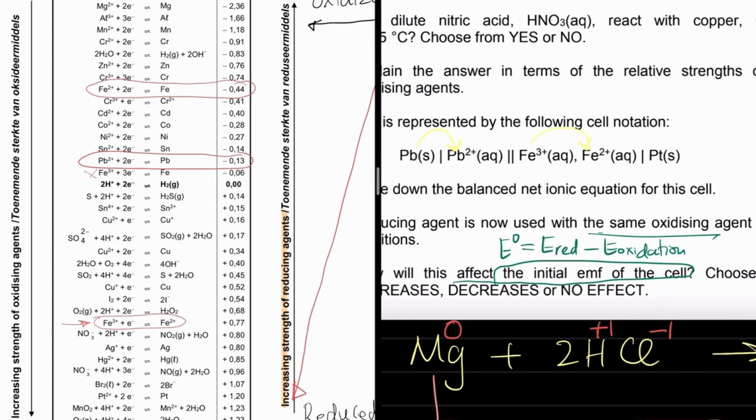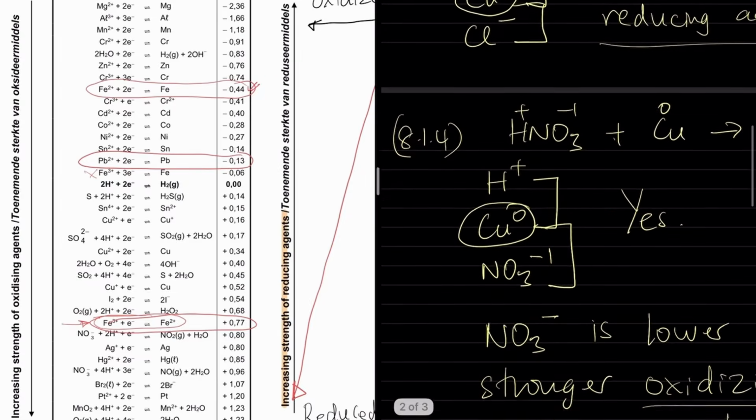Now, remember, reduction is not changing. That is still staying the same. But if I'm changing the oxidation, so for example, say I change it to iron, I'm going to have minus, and I'm going to have minus 0.44. So actually, I'm going to be adding 0.44. So actually now what's going to happen is the E of the cell is going to increase. Okay? So E of the cell would increase. All right, now let's move on.